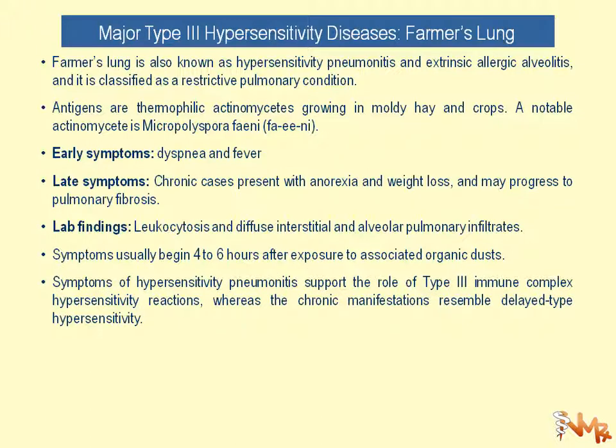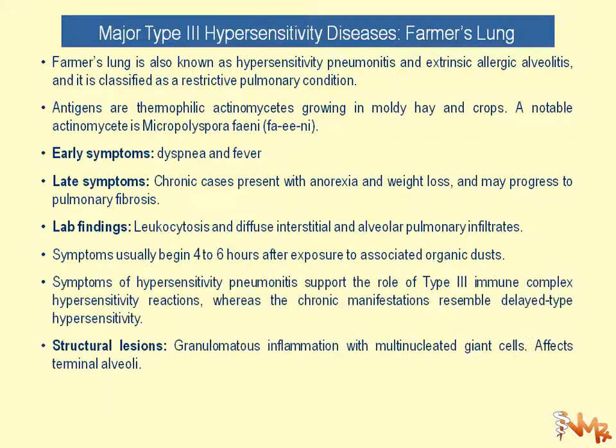Symptoms of hypersensitivity pneumonitis support the role of type 3 immune complex hypersensitivity reactions, whereas the chronic manifestations resemble delayed type hypersensitivity, which is type 4 hypersensitivity. Structural lesions include granulomatous inflammation with multinucleated giant cells, and this condition affects terminal alveoli, and you can compare this with hypersensitivity type 1 condition.